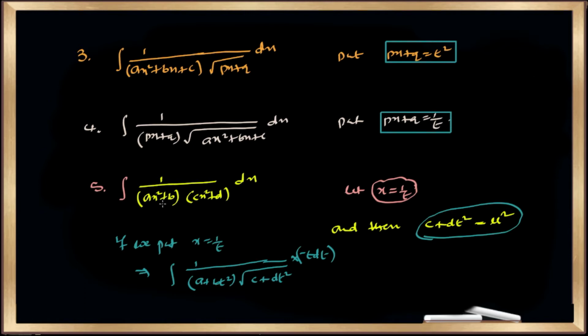Now if 1/(ax²+b) and (cx²+d) are both pure quadratics, then let x equal 1/t. If you take x equals 1/t, its differentiation is dx equals −1/t² dt. Then ax²+b becomes (a+bt²)/t², and cx²+d becomes (c+dt²)/t². Next, consider this c+dt² as some u² or z², then simplify further.